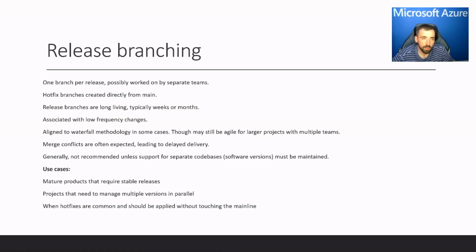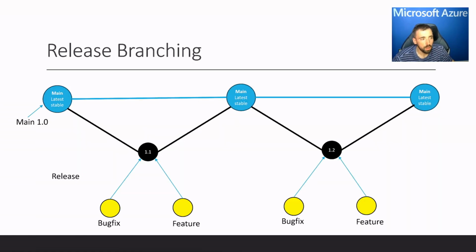Typical use cases for this are mature projects that require stable releases, as I mentioned, projects that need to manage multiple versions in parallel, when hotfixes are common and should be applied without touching the main line. So this is an illustration of the branching strategy.